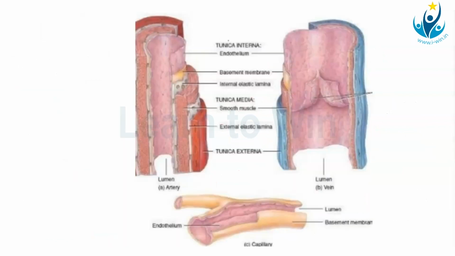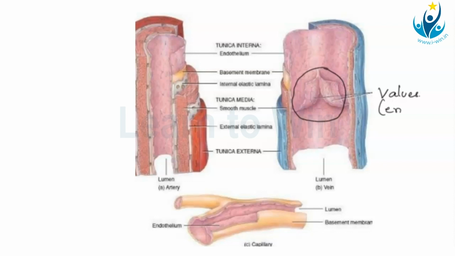So here are the various walls. You have the interna with the endothelium cells. You can see the basement membrane and the internal elastic membrane, which is a part of the tunica interna, then the smooth muscular tunica media, and the external tunica externa. Now, this is the artery and this is the vein. In the vein, can you see these structures? These structures are called valves.